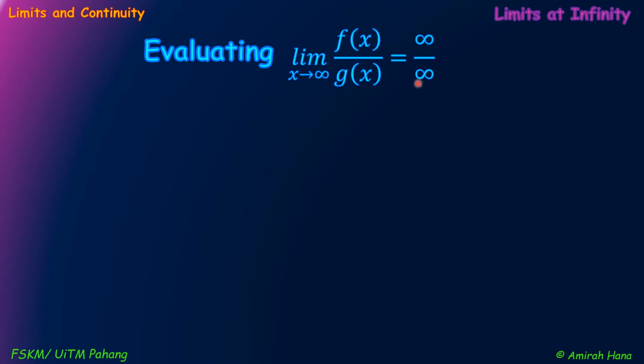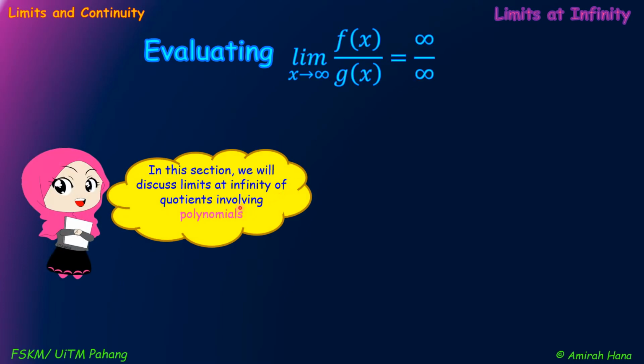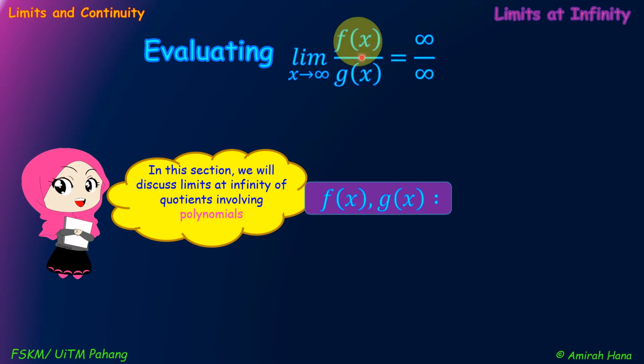In this video, we will continue with evaluating the limit as x approaches infinity of f(x) over g(x), which gives infinity over infinity. In this section, we will discuss limits at infinity of quotients involving polynomials. From here, our f(x) and g(x) are polynomials.